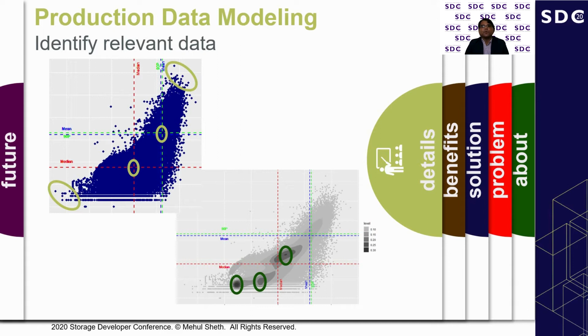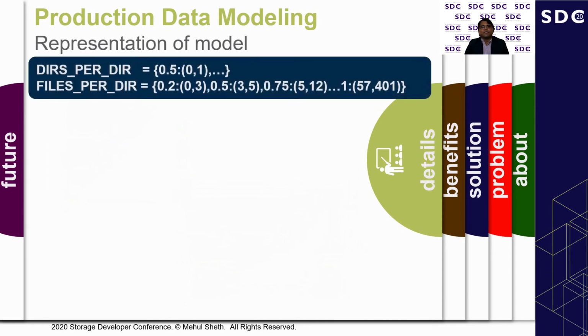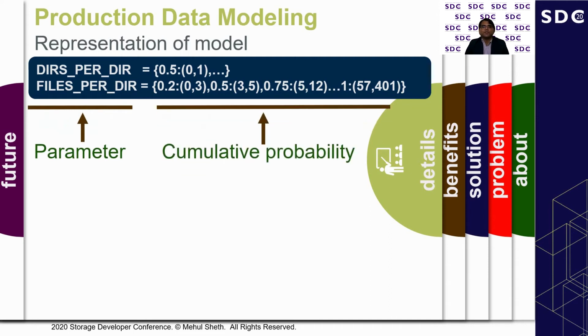Now, we took a few samples from around these 7 areas and walked through all the files in these selected samples, read the metadata, and created a model for all the criteria that are important for us. This is a dictionary representation of sample features of our model. The left-hand side is the parameter or a feature. The right-hand side is the cumulative probability distribution.